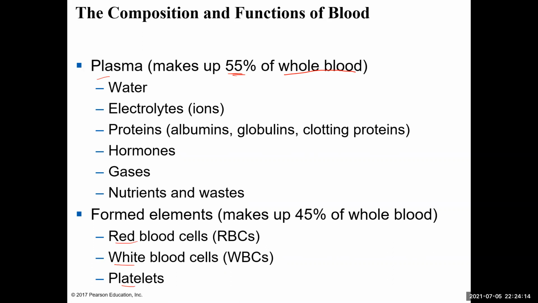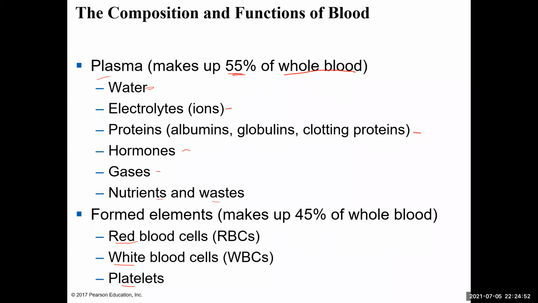Now, plasma consists of the liquid portion in the blood. That's the water with the electrolytes or ions dissolved in it, the proteins, hormones, various gases like oxygen and carbon dioxide, and other nutrients and wastes like glucose or urea. All of these components make up the plasma, the liquid portion of the blood.